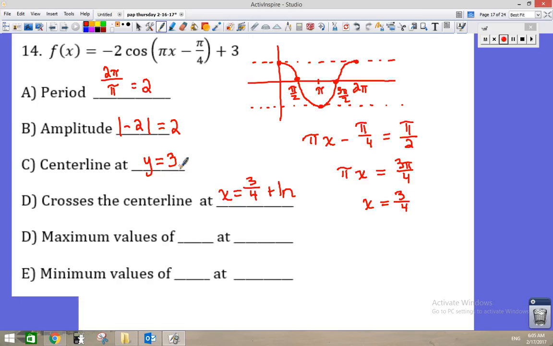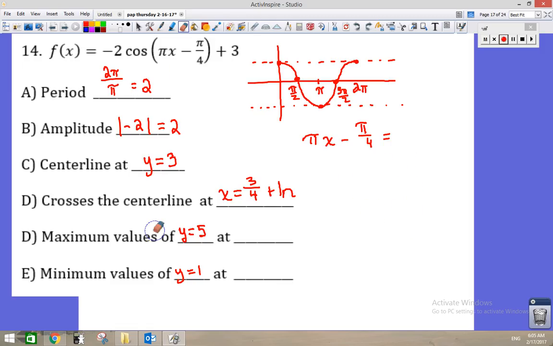The center line is 3, and with the amplitude of 2, 2 units above 3, you'll be at y equals 5, and 2 units below 3, you'll be at y equals 1, and that's the max and min for this function. And let's take a look at where that will occur.